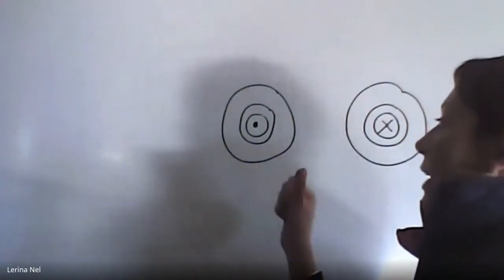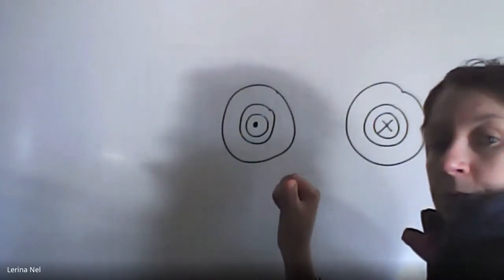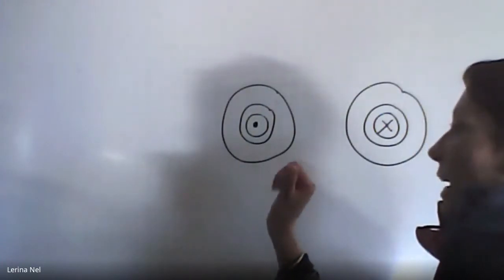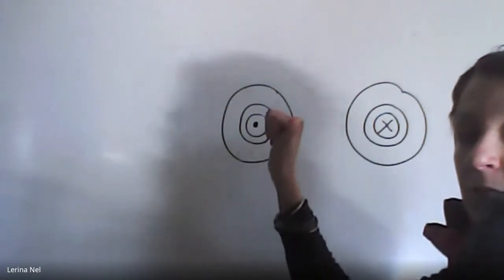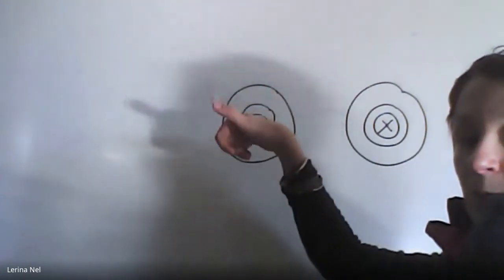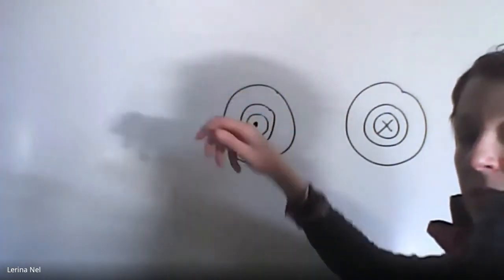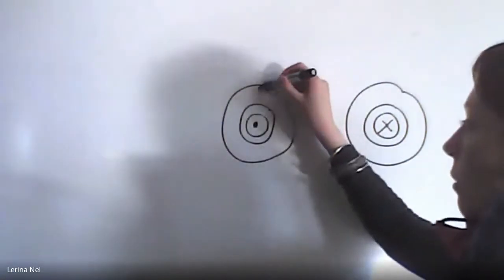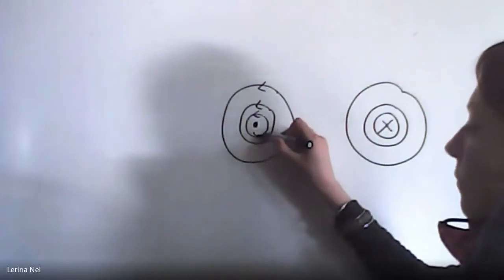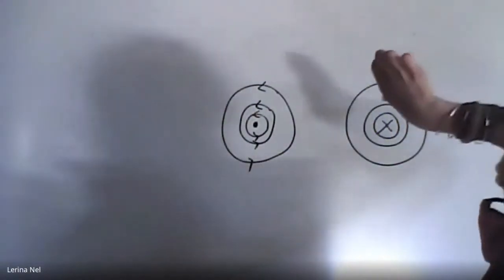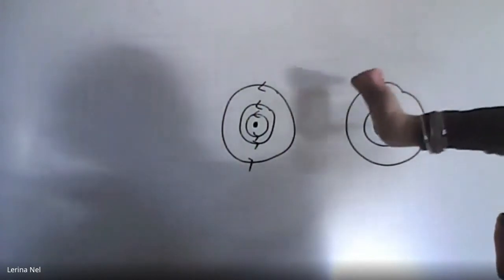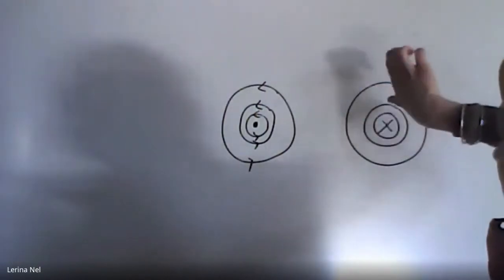So if it is coming out of the board, you use your right hand, you point your thumb in the direction in which the current is flowing, and then your fingers will show you in which direction the magnetic field lines are going to be. Okay. If it's going into the board, I point my thumb into the board, and this will be the direction of the magnetic field.